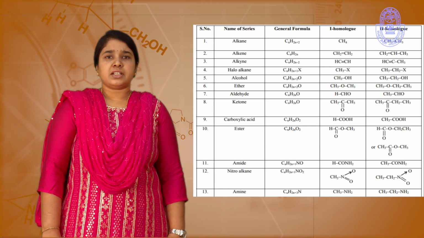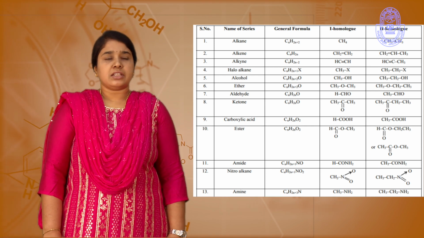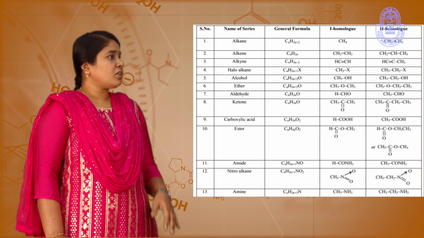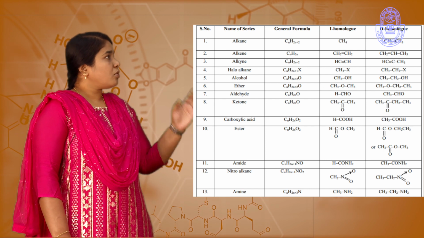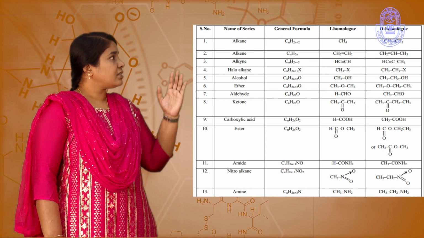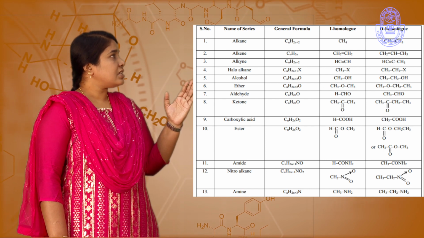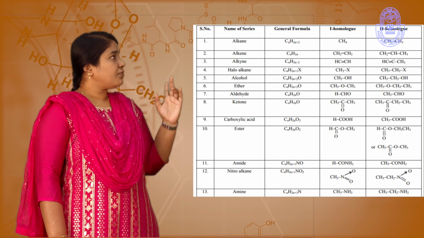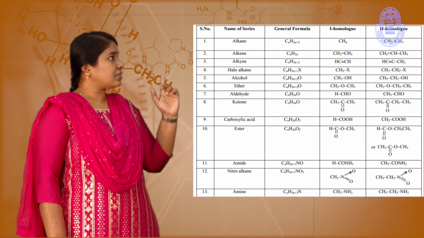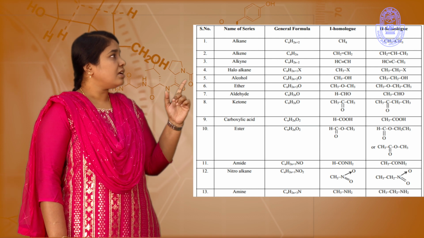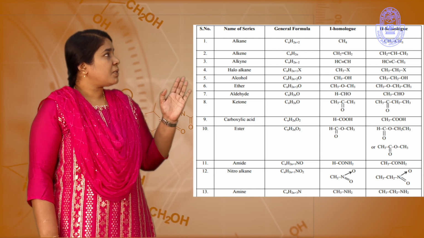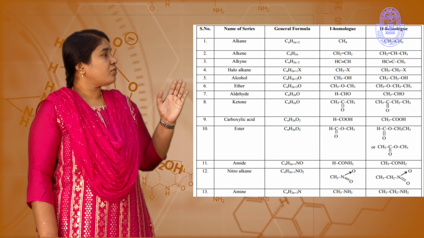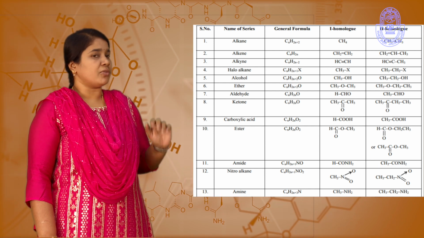So first take the alkane homologous series. The general formula of the alkane homologous series is CnH2n+2. The first homolog is CH4 and the second homolog is C2H6. The difference between the first homolog and the second homolog is the CH2 unit. So this diagram explains the homologous series of different organic compounds.